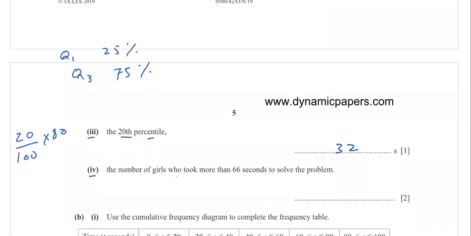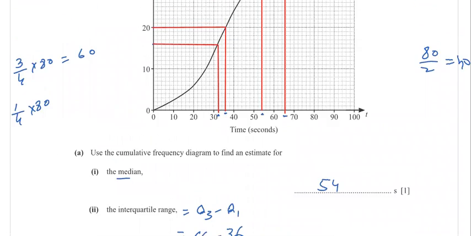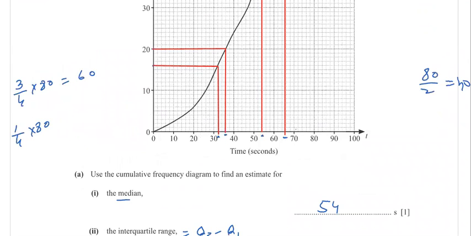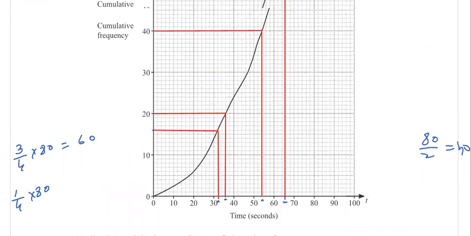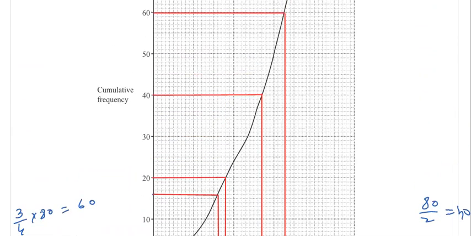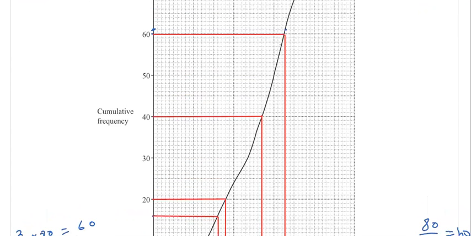Now part 4 is the number of girls who took more than 66 seconds to solve the problems. We have to see how many girls took more than 66 seconds. Where is 66 seconds? Already the line of 66 is there. I think I'm slightly mistaken. It should go from here, because previously the line was not accurate. If from 66 I come up, it will touch the line here.